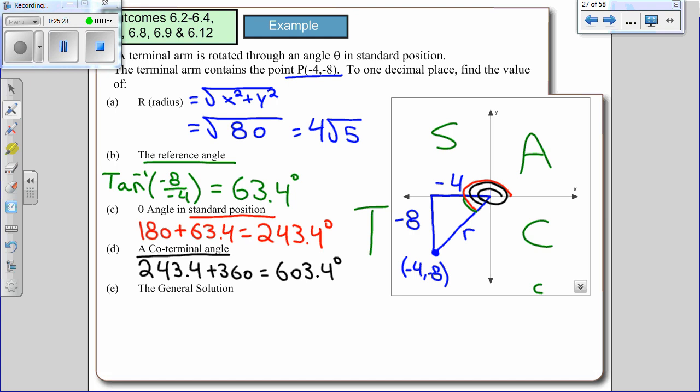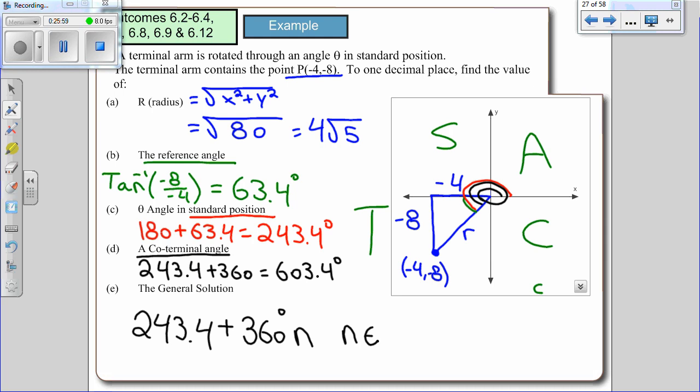So for general solution, and I'm just going to go off for a little bit because we're going to loop back and probably answer some questions. For general solution, that means if you take your standard position angle, 243.4, and you add 360 degrees n times, that would be your general solution, where n is an element of the integers, meaning that it is a positive whole number or a negative whole number.